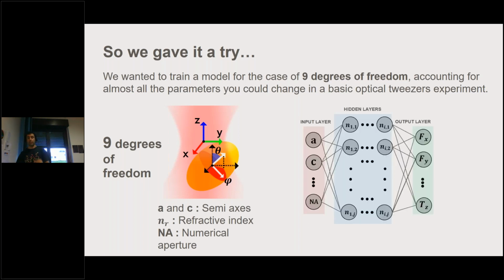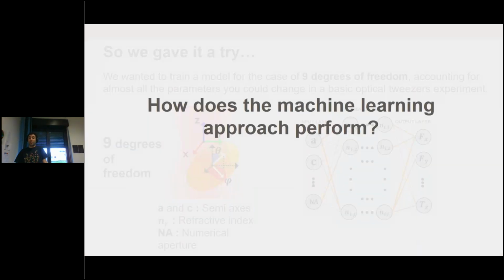So with this, we have 9 neurons in the input layer and 6 neurons in the output layer with the 3 forces and the 3 elements of the torque. So we train the network, and now the big question is, how well does this machine learning approach perform?